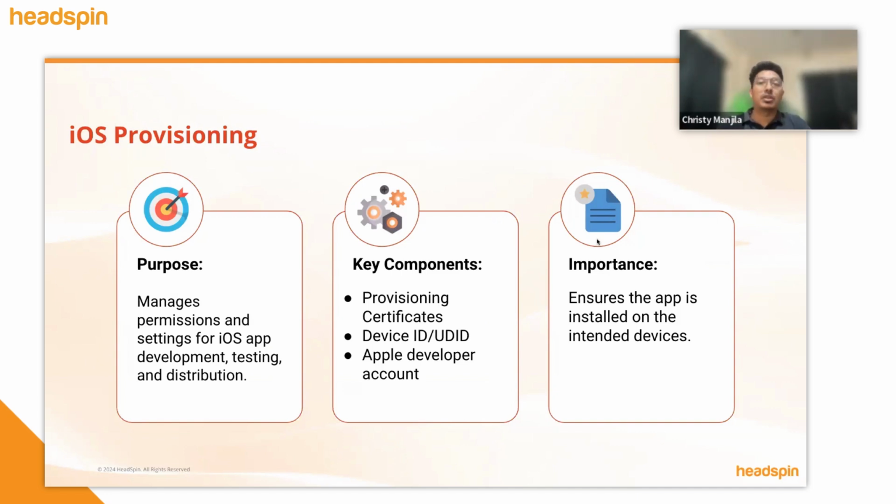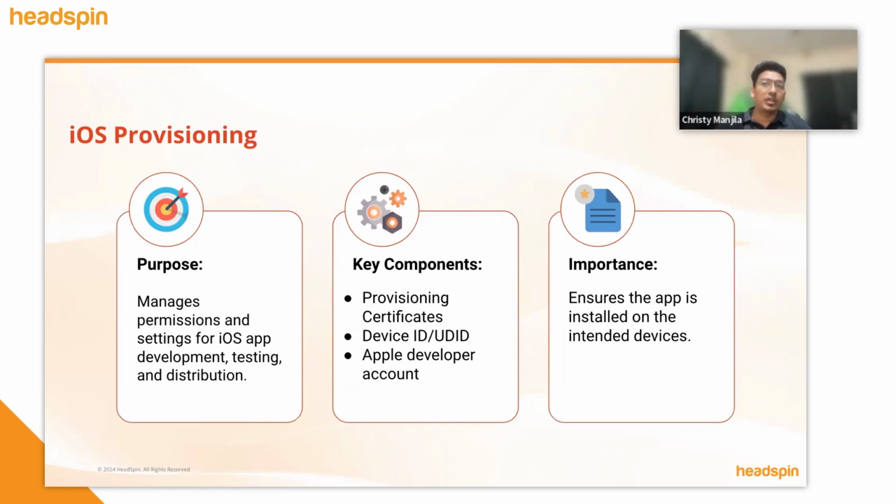So when you have a debug build, or say a QA build, that must only be installed on certain devices, then you would want to use provisioning. That is, provisioning means you'd have to install a provisioning certificate on the device that you want to test out. And then you'd have to add the UDID, or the device ID, of the device that you want to install the file on in your developer account.